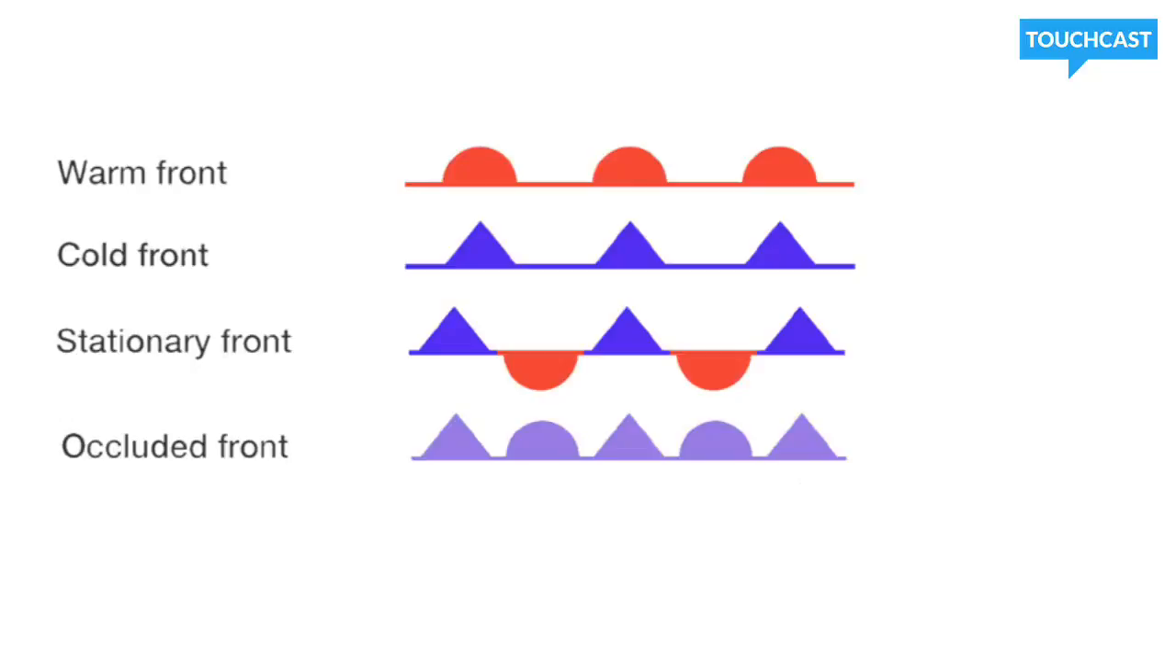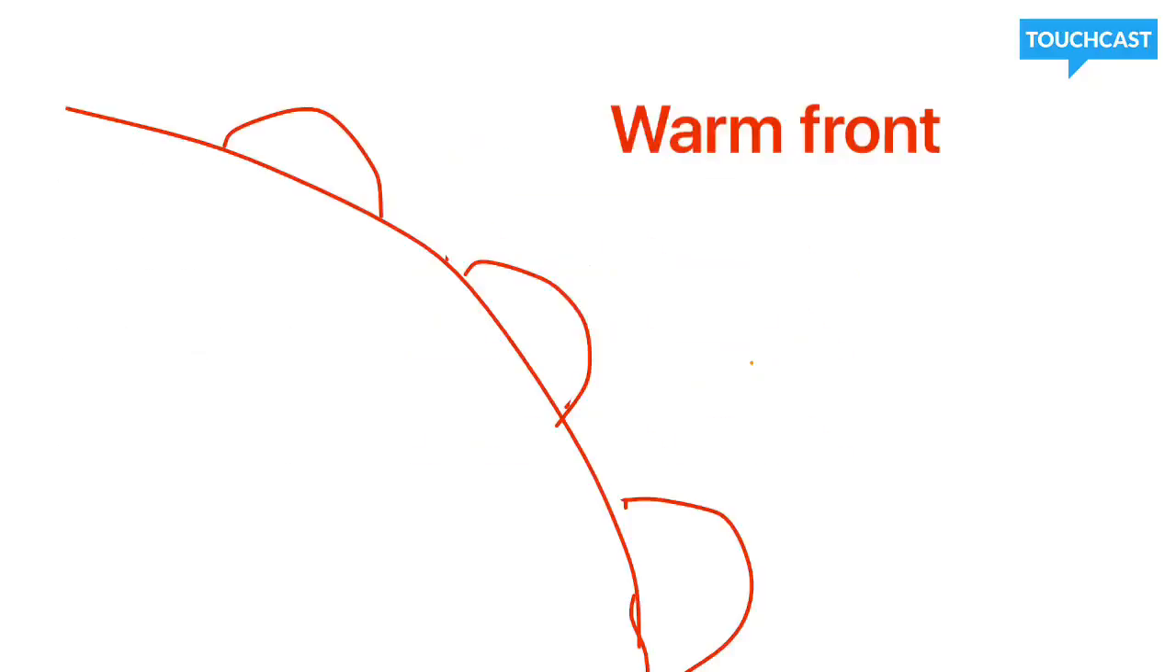There are four major fronts that we're going to be looking at. We have our warm front, our cold front, stationary, and occluded. Alright, so let's go ahead and look at a warm front real quick.